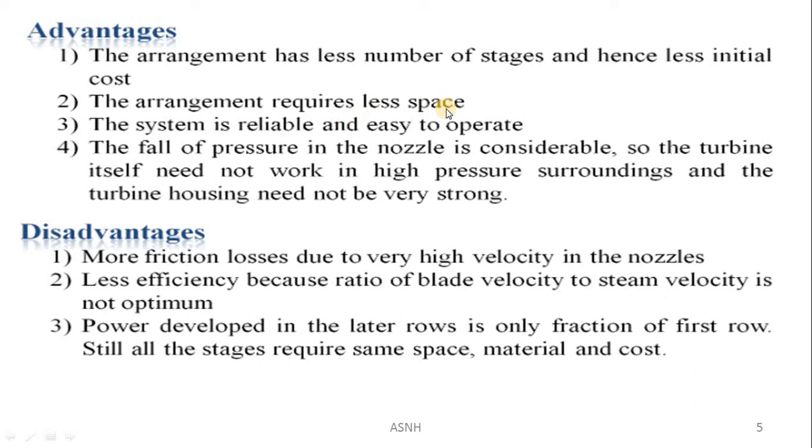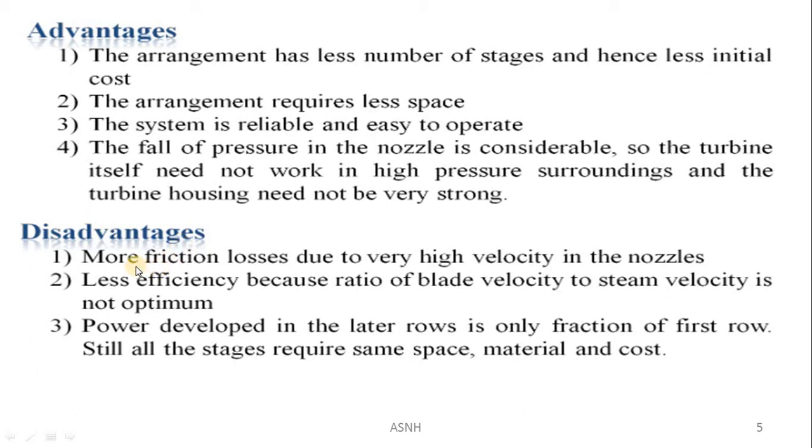The arrangement requires less space. Definitely the space required for that particular component is also less. The system is reliable and easy to operate. The fall of pressure in the nozzle is considerable, so the turbine itself need not work in high pressure surroundings and the turbine housing need not be very strong. So these are the advantages of that particular velocity compounding.